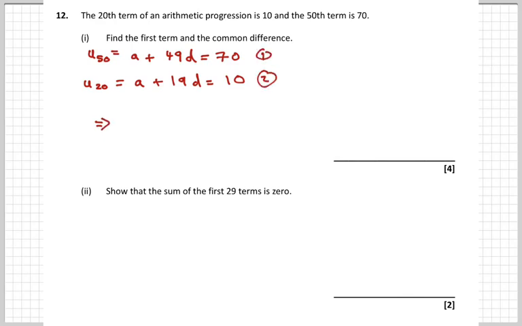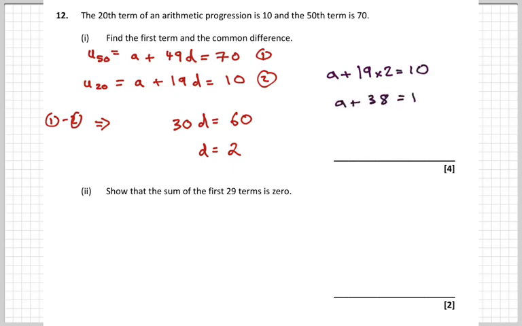Notice how we have a simultaneous equation now. We have two unknowns, two linear simultaneous equations. If we take the difference between the two equations, we're left with 30d equals 60, giving us d is 2. To find a, we substitute the value of d into, say, the second equation. So a plus 19 times 2 is 10. A plus 38 then is 10, so a is negative 28. So that's our first term and our difference with a more algebraic approach.